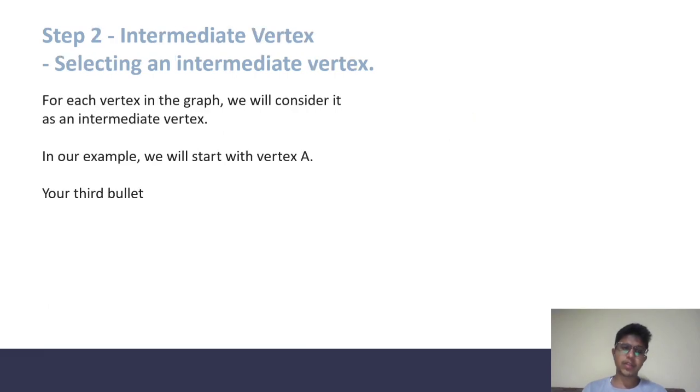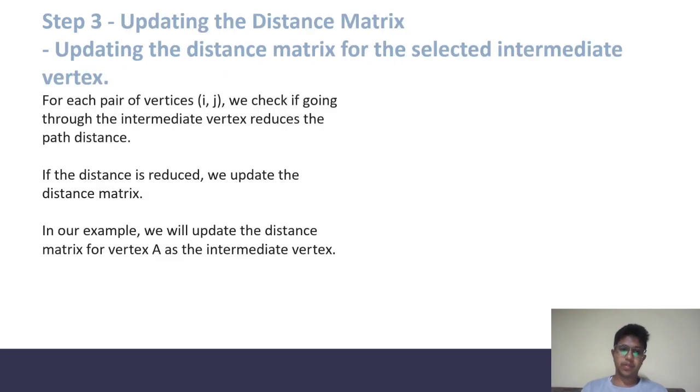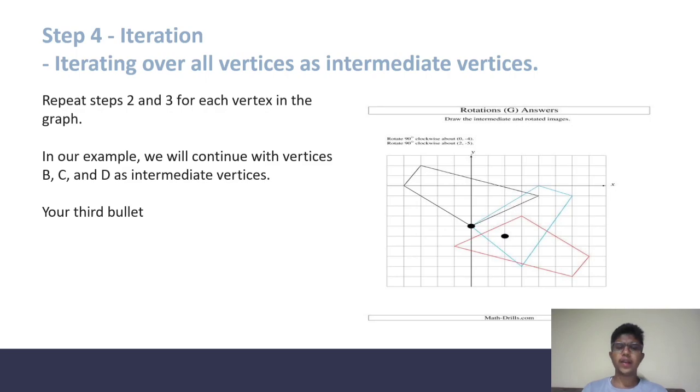Step 3. Selecting an intermediate vertex. For each vertex in the graph, we consider it as an intermediate vertex. For each pair of vertices, we check if going through the intermediate vertex reduces the path distance. For example, we update the distance matrix using each vertex as an intermediate vertex. Repeat step 2 and step 3 for each vertex in the graph.